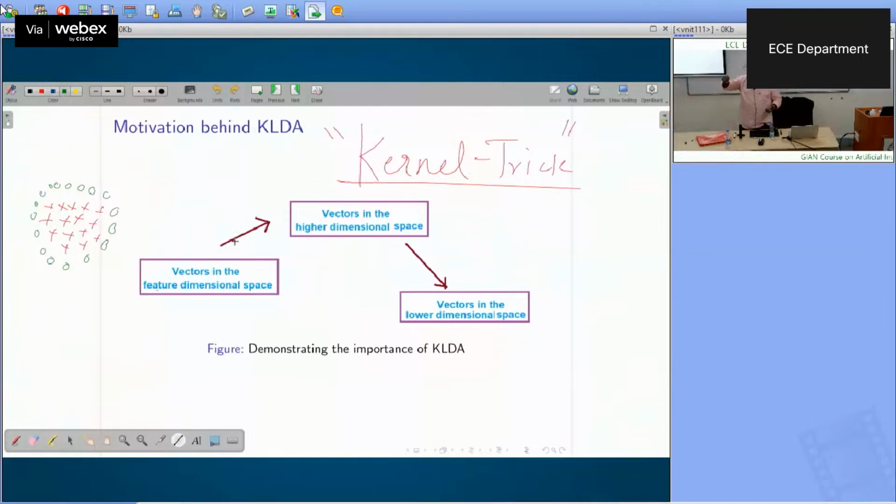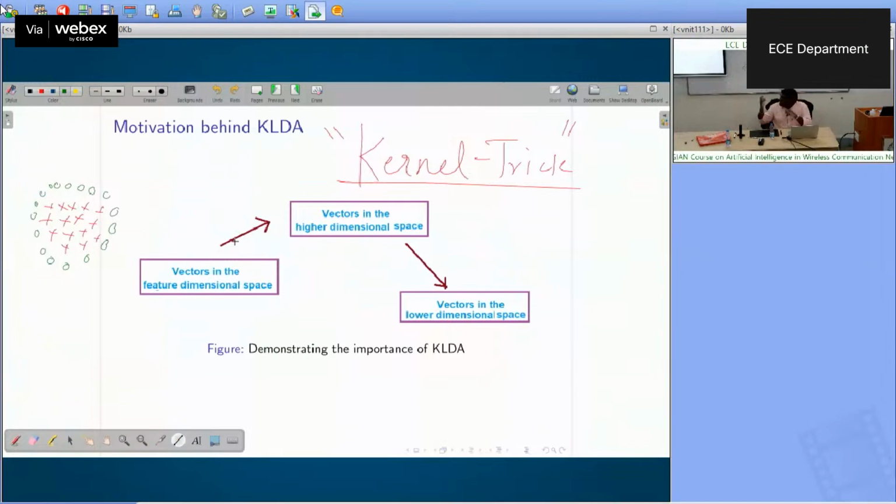In 3D, the reds are here and the greens are on the board. You see that there exists a plane that separates this into two. Got the point? In 2D, I am not able to find a line that separates the two classes, but when I project these vectors to 3D, I am able to find a plane that divides them into two classes. That's the interesting point.